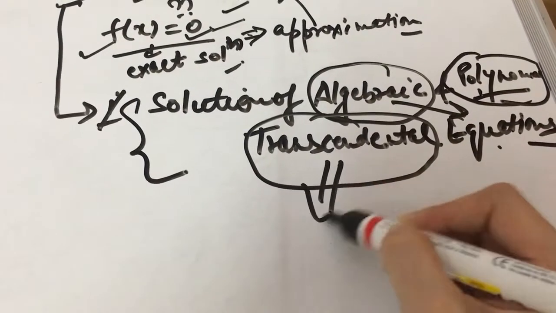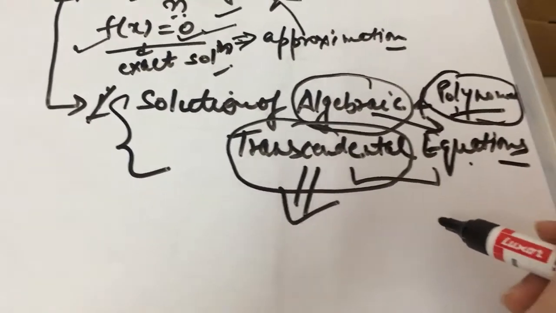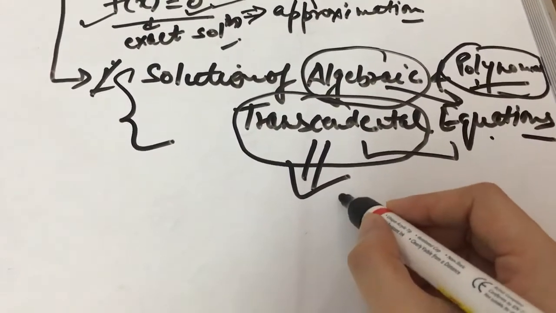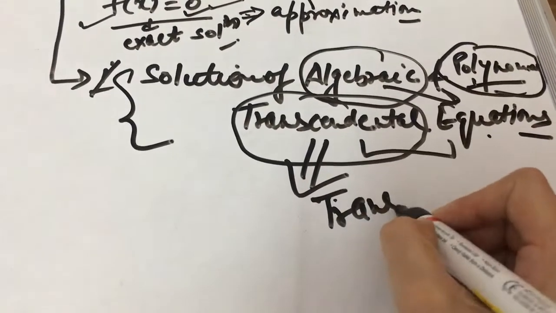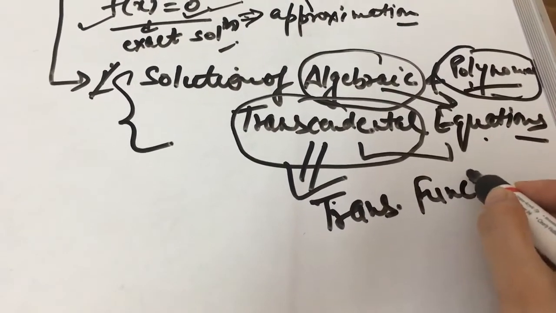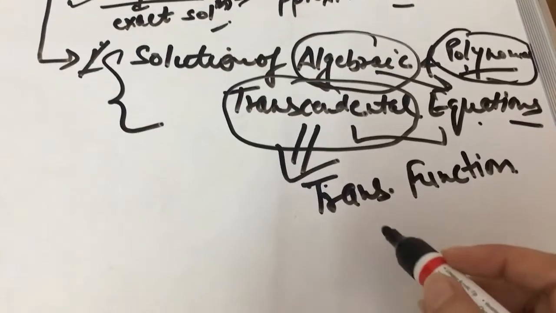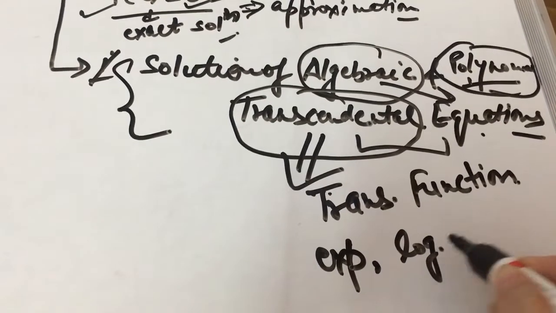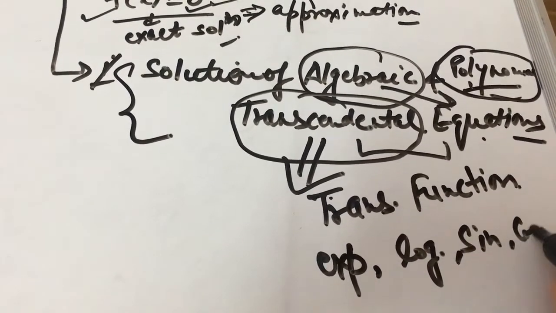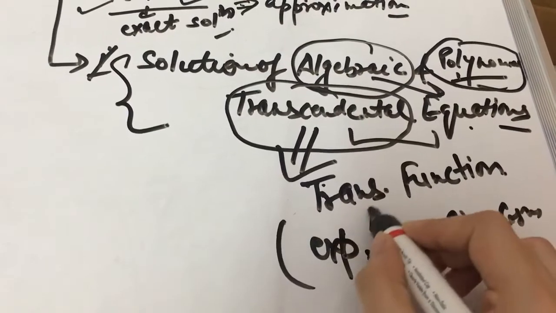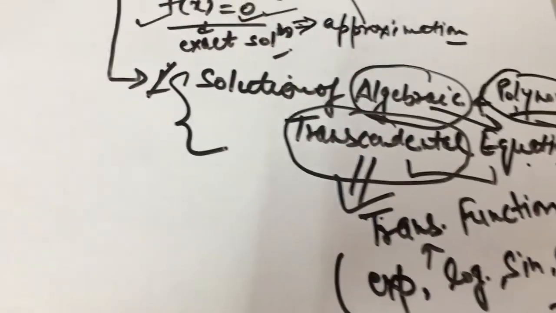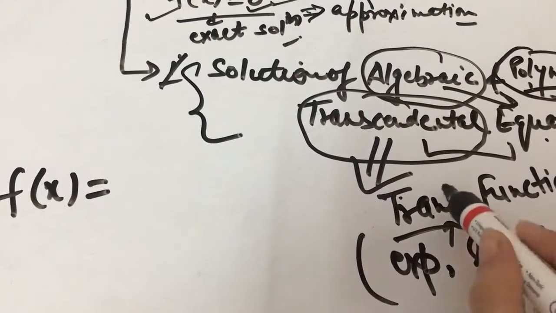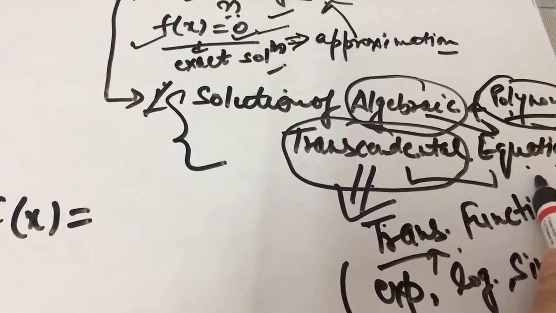and we can easily solve polynomial equations. Now the thing is, what is a transcendental equation? A transcendental equation is an equation which contains a transcendental function. And I have told you earlier also what transcendental functions are. Exponential function, logarithmic function, or sine, cos, such functions are known as transcendental functions. So if any equation contains these kinds of functions, that equation is known as a transcendental equation.